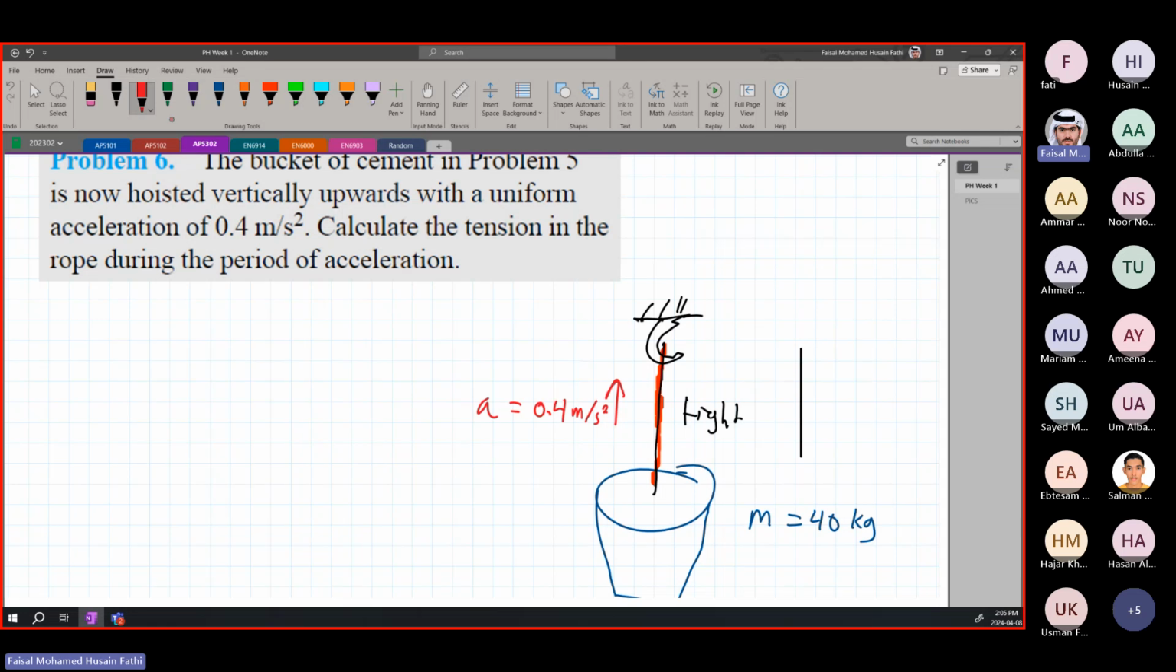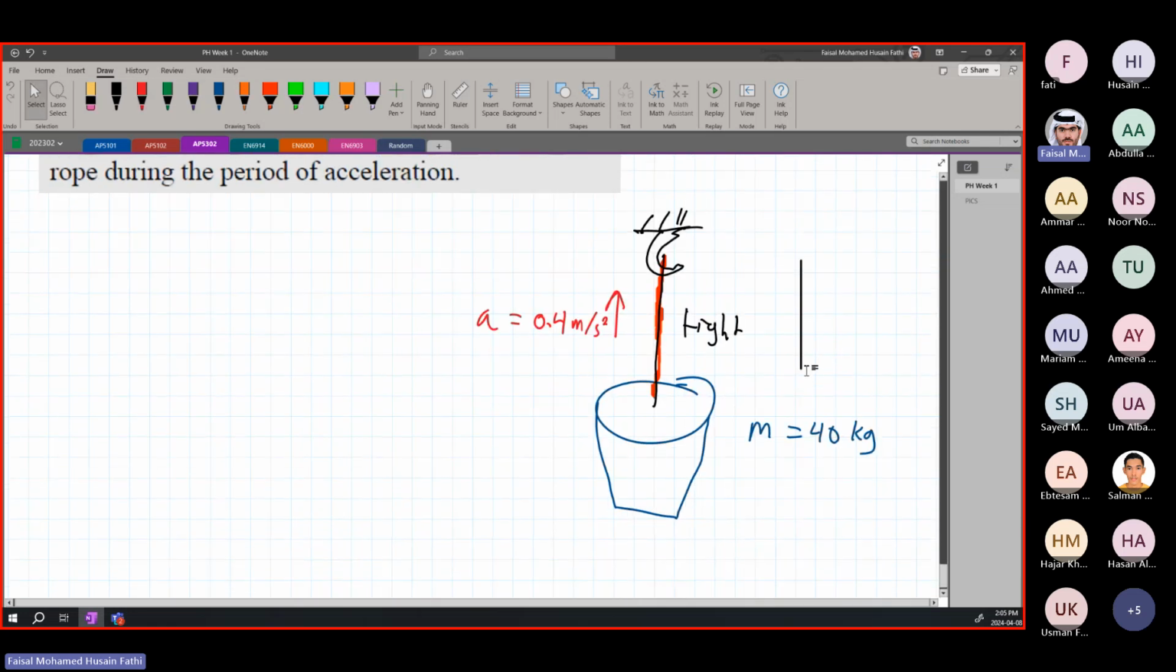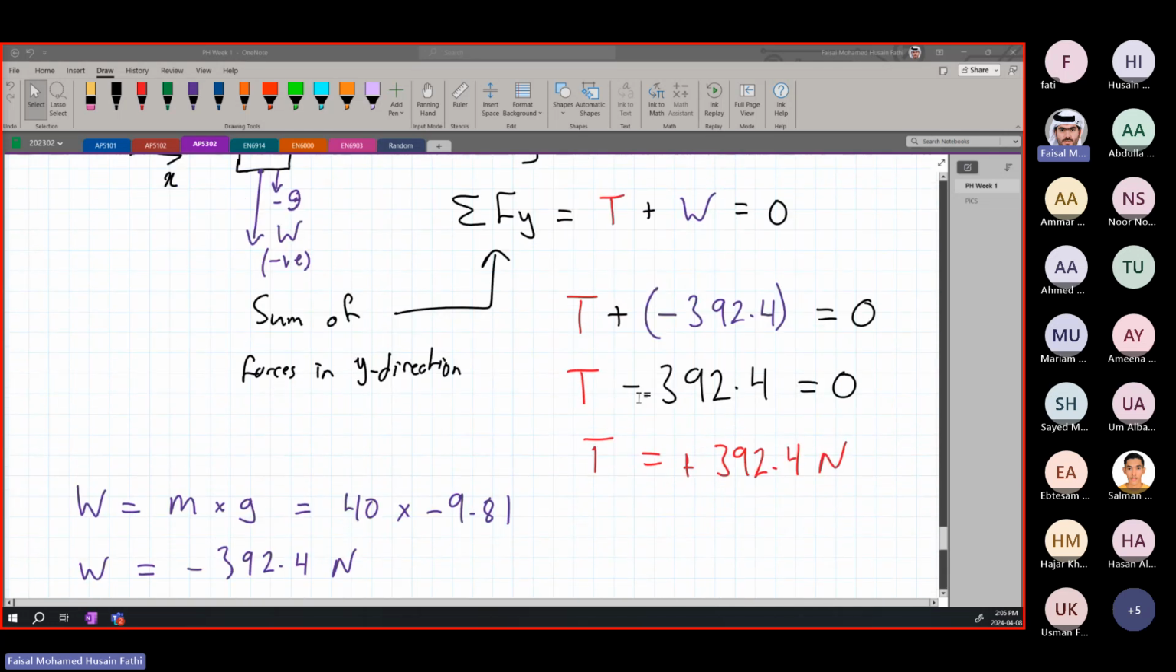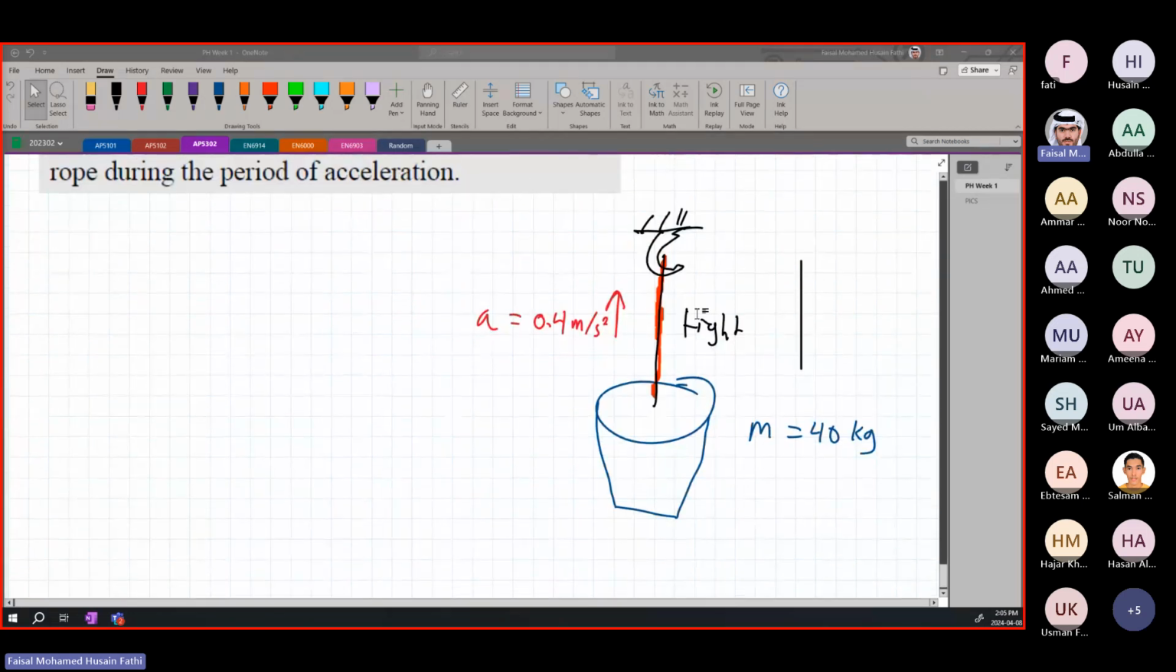Now it is different. The solution is going to be different. Why? Because we have an acceleration. It is no longer in equilibrium, right? So we're going to have to solve it again, the same method, but sigma Fy now is not going to be equal to 0 because we have an acceleration upward. Because this is being hoisted, it's being pulled up. So let's redraw the free body diagram.